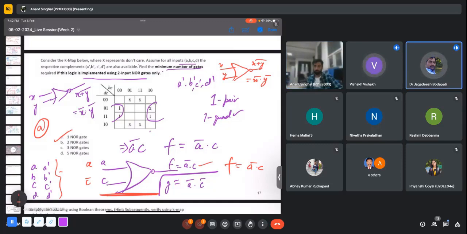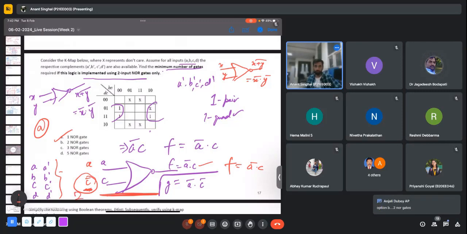Sir, if inverters are not available for inputs, how many gates? Okay, so if inverters are not available, then I will require to complement this. I will require one more additional gate. So then it will be two. Okay. Clear. Yeah. So I hope it is clear to everyone. It will be option A.